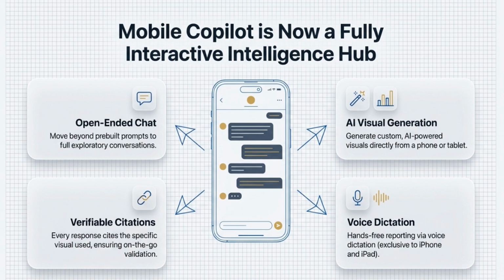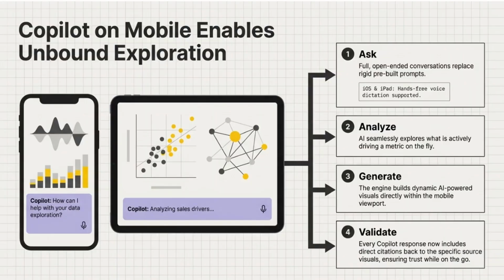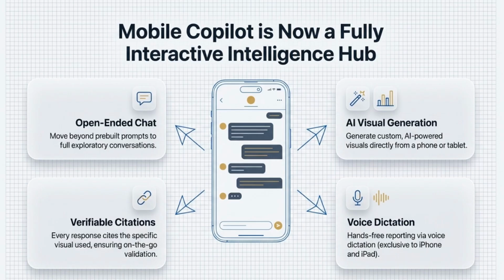So, what does that actually look like when you're using it? Well, you could start by asking a really broad question. Then, you can ask follow-up questions to dig deeper and deeper. You can even ask Copilot to just create a new visual for you, right there on your tablet on the fly. And this is key, you can actually trust the answers, because every single insight comes with citations, so you know exactly what data Copilot used.